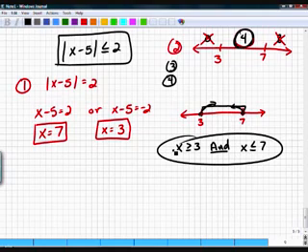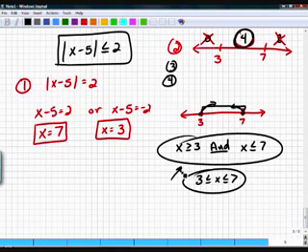x is greater than or equal to 3, and x is less than or equal to 7. If you want to write it as a sandwich, you can just do that. x is between 3 and 7. Did you? Well, that's good because this is actually yesterday's lesson involved in this one.